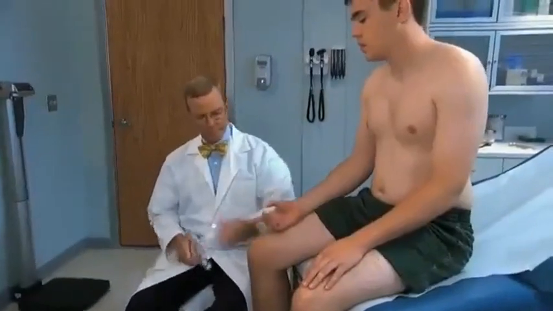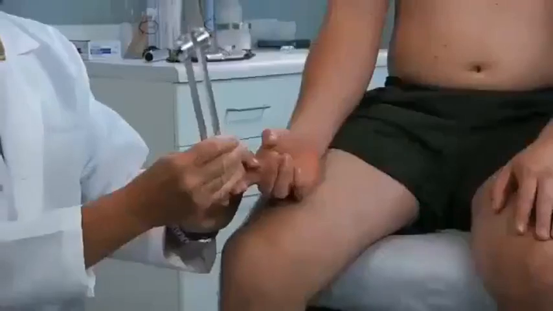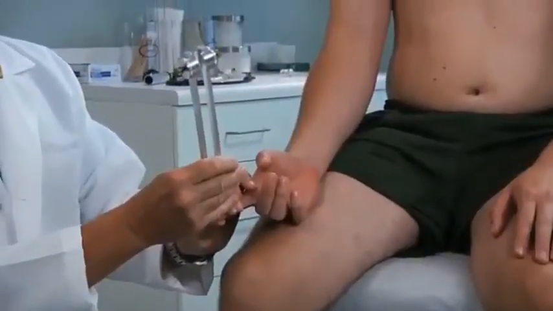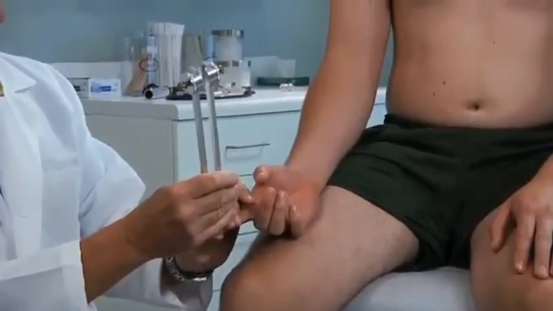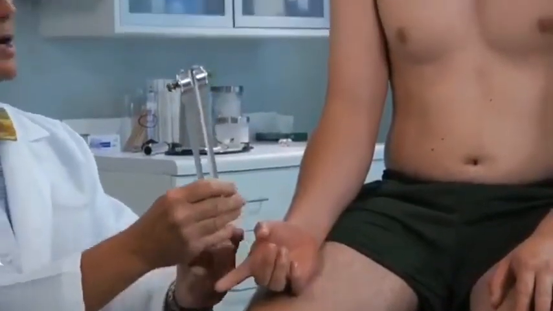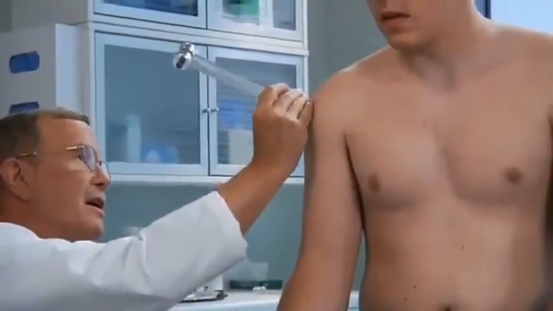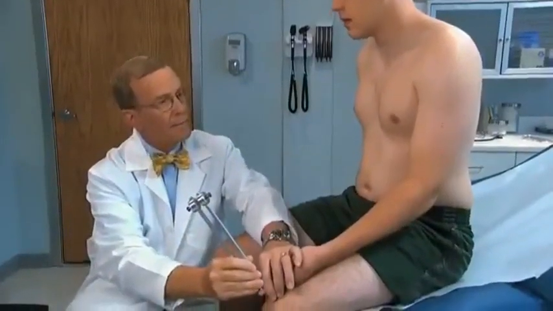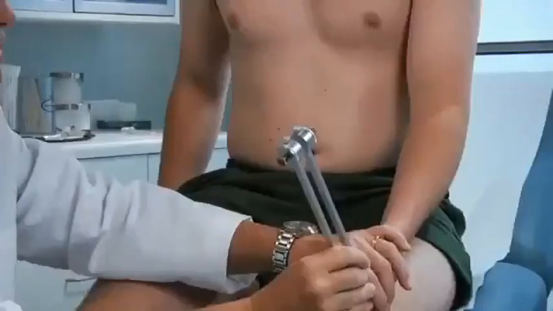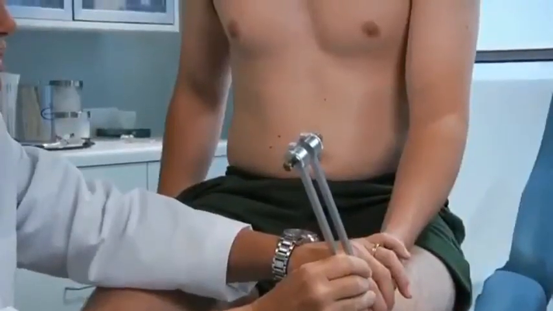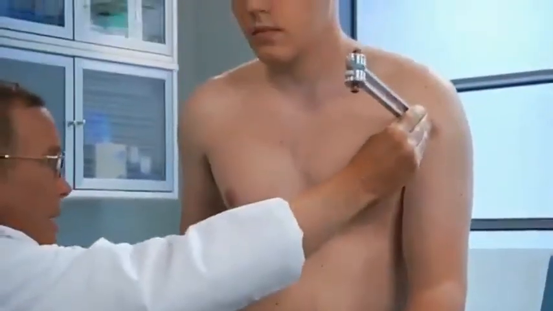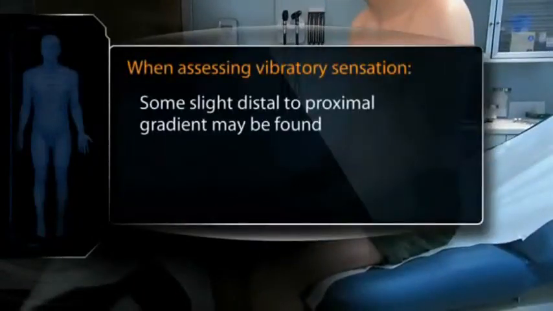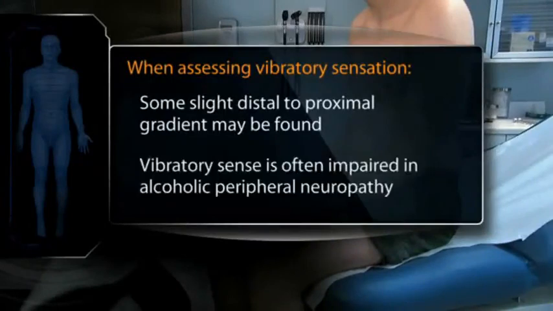Next, assess vibratory sensation using a lightly vibrating, low-pitched tuning fork. Have the patient close his eyes. Tap the tuning fork on the heel of your hand and place it against the soft distal tissue of the finger and large toe, and ask the patient to tell you what he feels. Ask the patient to tell you when the sensation stops. What do you feel? The same thing. Okay, tell me when it stops. Then move the tuning fork closer to the trunk to see if it is perceived. Even in normal patients, some slight distal to proximal gradient may be found. Vibratory sense is often impaired in alcoholic peripheral neuropathy.